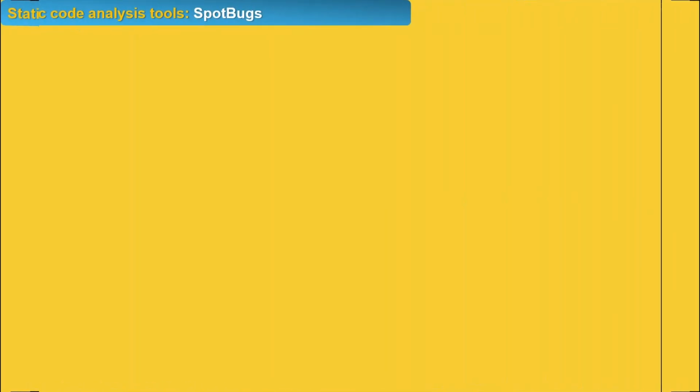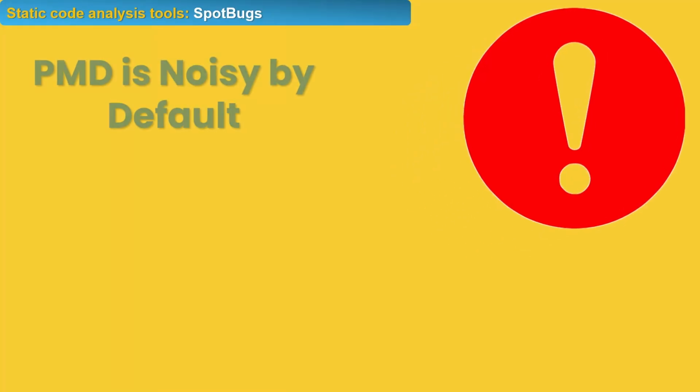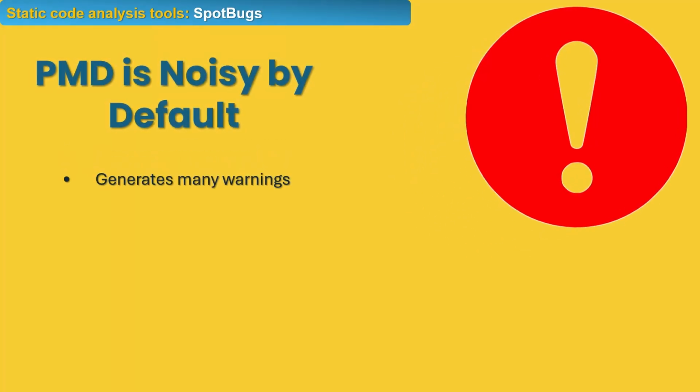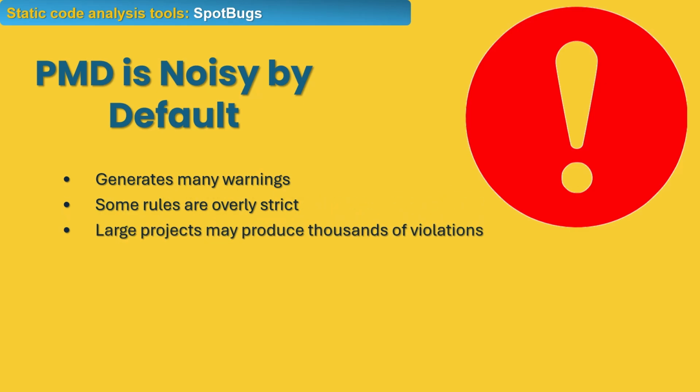PMD can be noisy. PMD is noisy by default. When installed with default settings, PMD can generate a large number of warnings. For example, PMD may recommend adding a final keyword to every method parameter whenever possible. In large enterprise applications, this generates thousands of warnings and makes it very difficult to focus on truly important issues. Therefore, teams typically customize their PMD rule sets and disable rules that do not align with their coding standards.